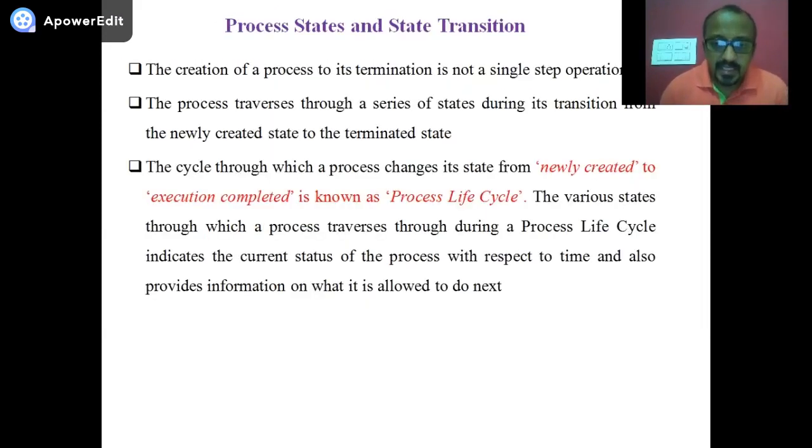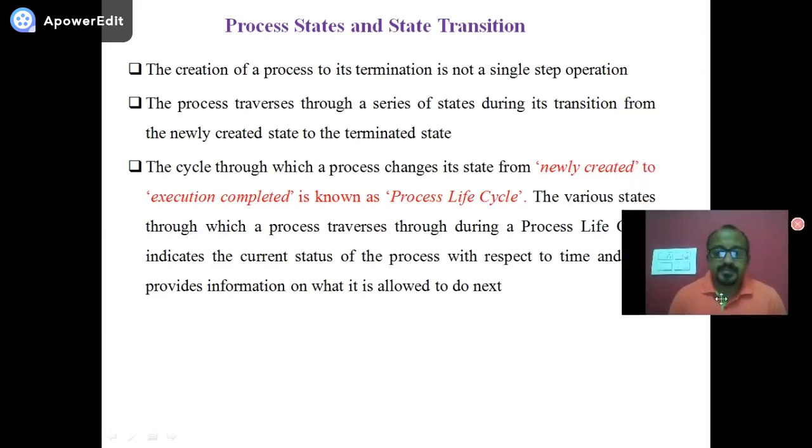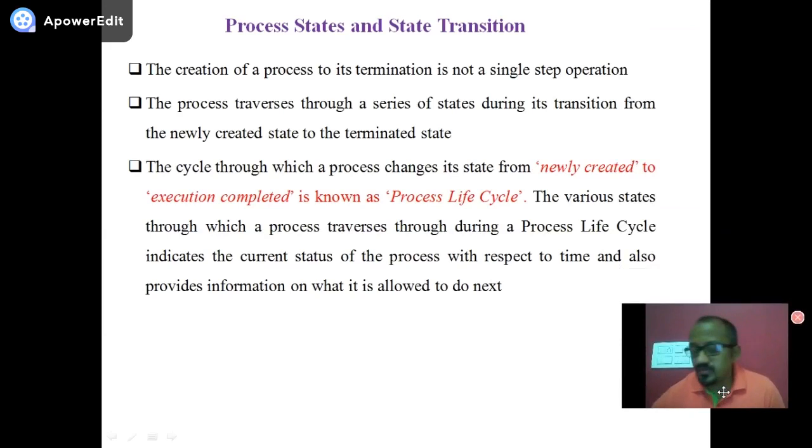The process state and state transition. Next thing we are learning here. The creation of the process to its termination is not a single step operation. The process traverses through a series of states during its transition from the newly created state to the terminated state. This creation to termination, and whatever different states it acquires, is called the process life cycle.